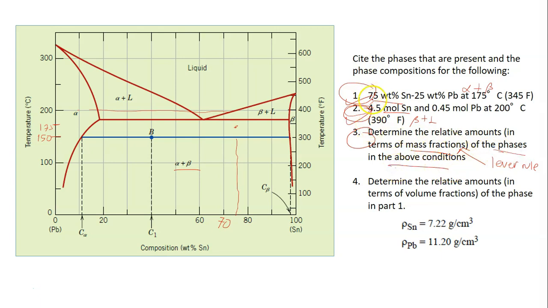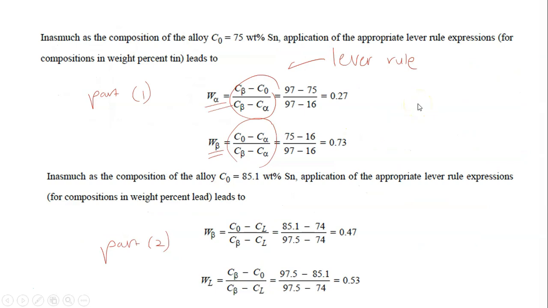We have two conditions here. The first one is given as 75% of tin. The second one is given as 4.5 mole of tin, right? So this is part 1. So you just plug in all those values that you have figured out, and you'll get the fraction of both alpha and beta phases. And for part 2, you just plug in all the values that you have identified, and you will get the fractions for both phases, which are beta and liquid phase.